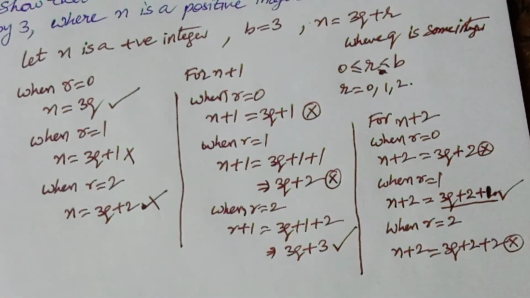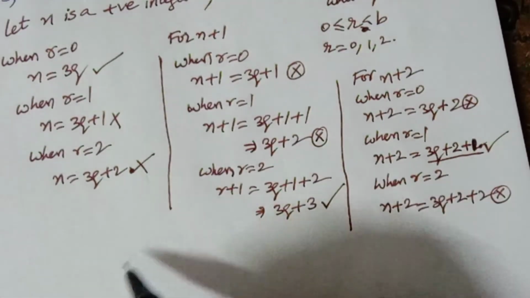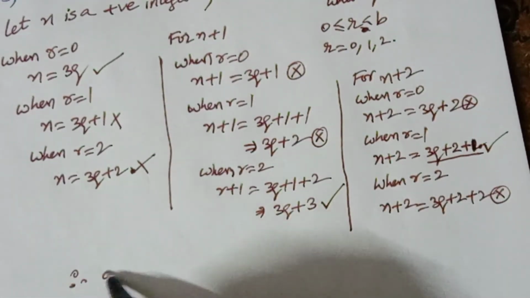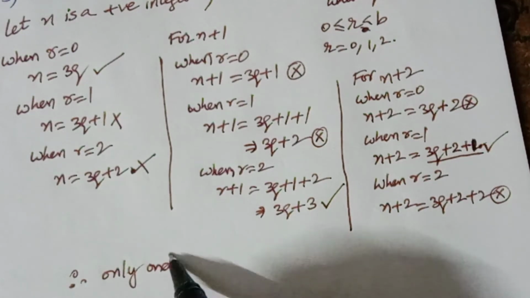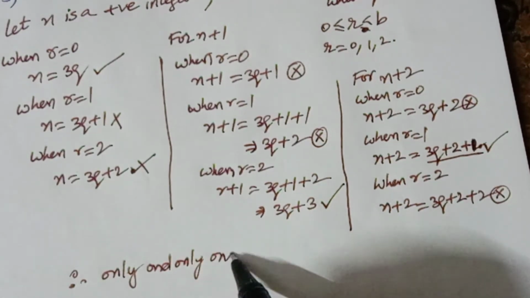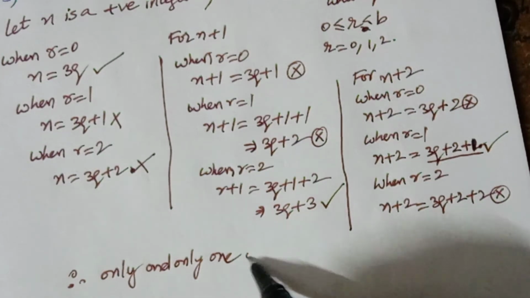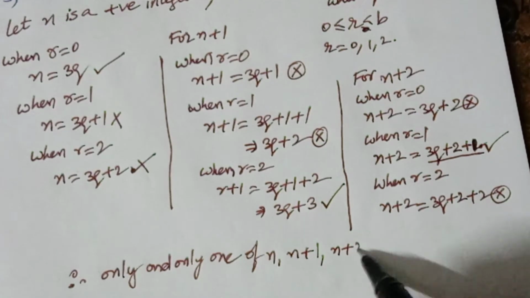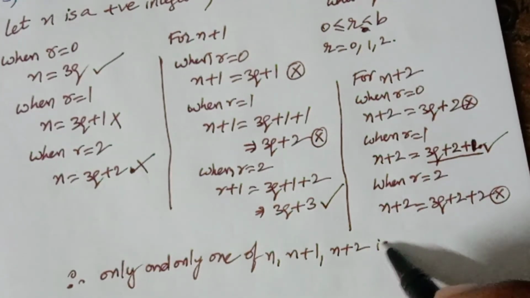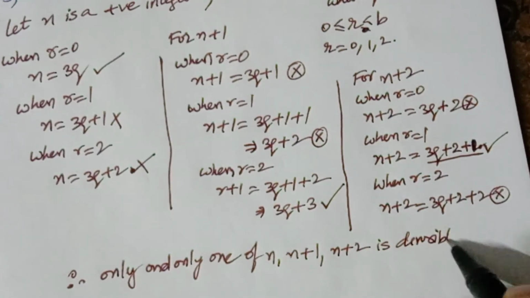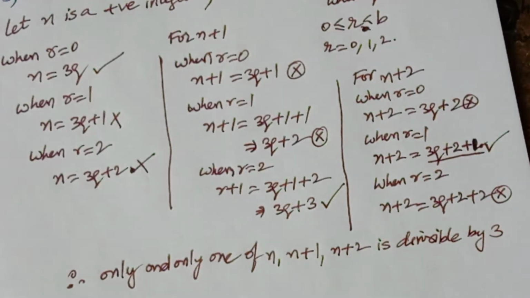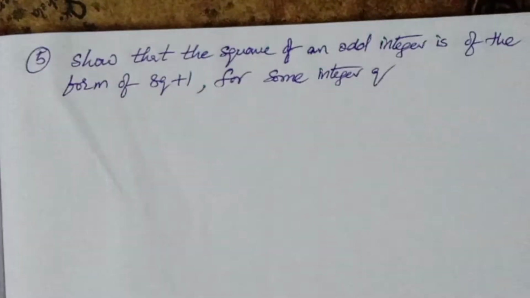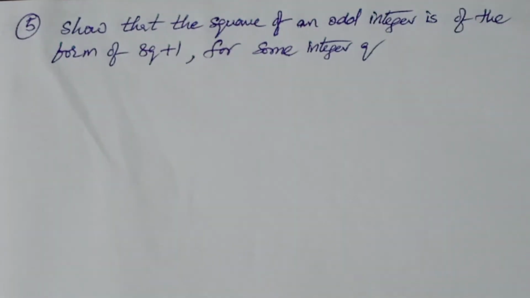From this we can say, therefore, one and only one of n, n plus 1, n plus 2 is divisible by 3. This is question number 4. Question number 5. This is a very small question.